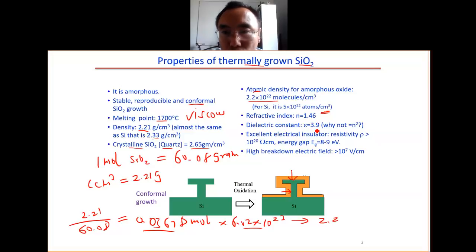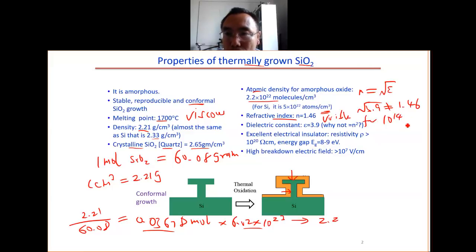The dielectric constant epsilon equals 3.9. Normally for a non-magnetic, normal material, n equals the square root of epsilon. But in this case, you can see the square root of epsilon is not equal to 1.46. Why is this not right? This is because this index here is for visible light. For visible light, we know the frequency is 10 to the power 14 Hz. But this one, the dielectric constant, is for DC. So it's different. This is for DC, and this is for 10 to the power 14 Hz.